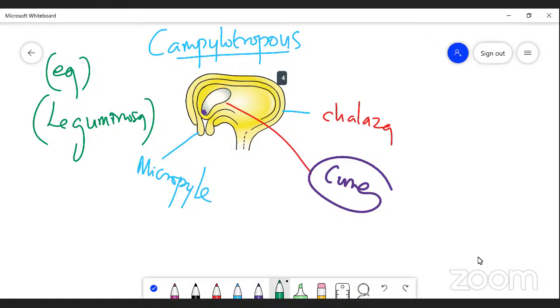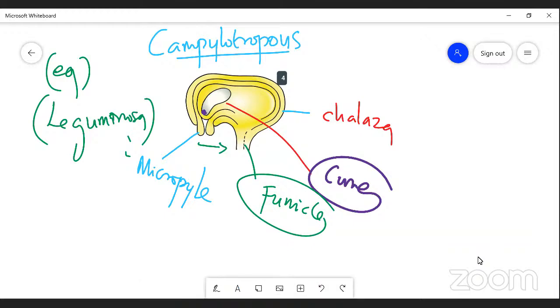Or simply, campylotropous is a type of ovule in which the body of the ovule becomes curved. As a result, we can see the micropylar region also bending down just near the funicle. The funicular region, or funicle, is the stalk of the ovule. Both the funicular structure and the micropylar structure come close together, right? So this is called campylotropous. It is found in the Leguminaceae or Leguminosae family.